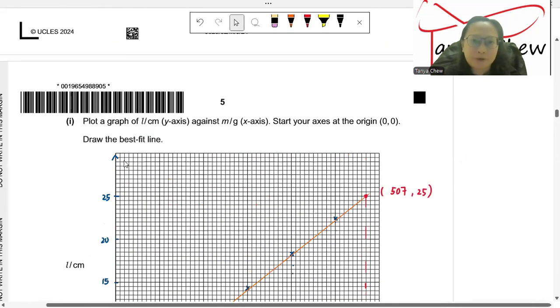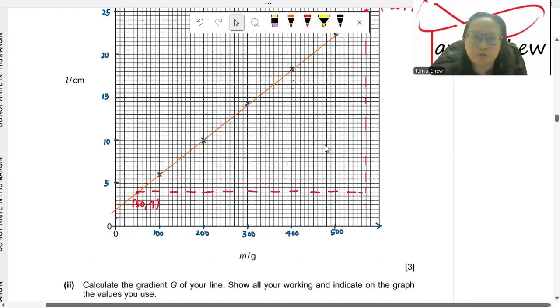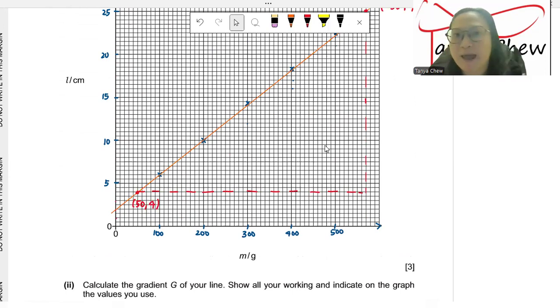Now, the second part: calculate the gradient G of your line, show all your working and indicate on the graph the values you use. So you have to show your coordinates. Remember, how do we calculate gradient? It is actually from math. Y2 minus Y1 divided by X2 minus X1.